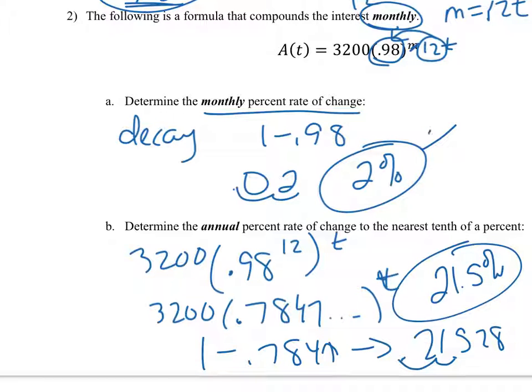Again, kind of makes sense. If it's changing 2% every month, then over the course of a year, 21.5 makes sense.